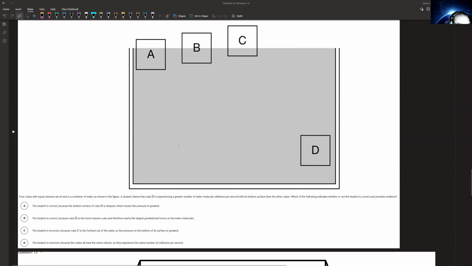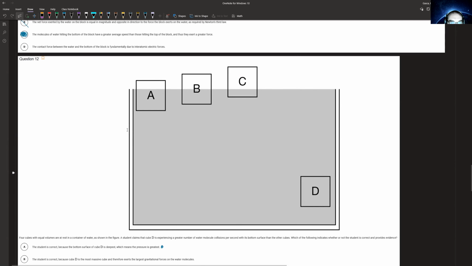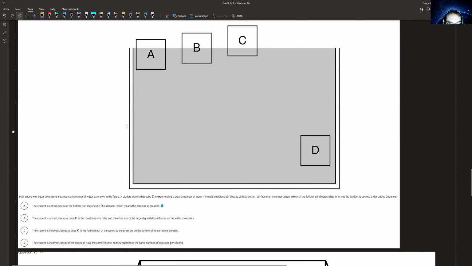We have our answers. A, the student is correct because the bottom surface of cube D is deepest, which means the pressure is the greatest. Well, that sounds like what we've been saying before. I think that might be it. Let's just see here. B, the student is correct because cube D is the most massive cube and therefore exerts the largest gravitational force on the water molecules. We don't know that for sure. We know that it's the most dense, but not necessarily the most massive.